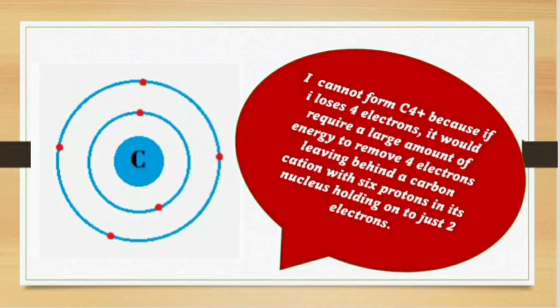Also, carbon cannot form C4 plus ions. Do you know why? If carbon loses 4 electrons, it will require a large amount of energy to remove 4 electrons, leaving behind a carbon cation with 6 protons in its nucleus holding on to just 2 electrons. So carbon cannot gain or lose 4 electrons, which means that it cannot form ionic bonds.